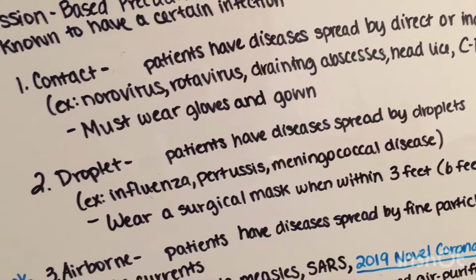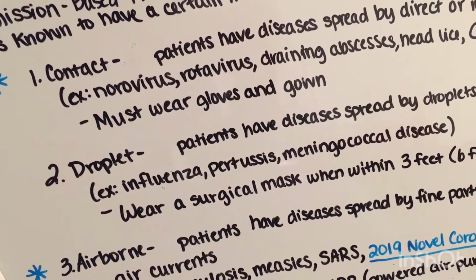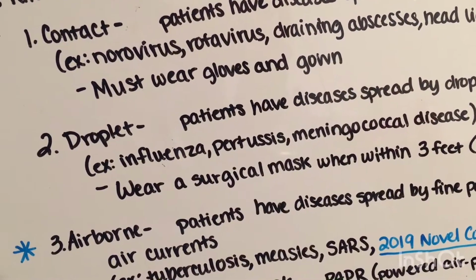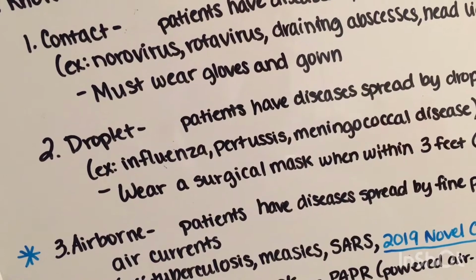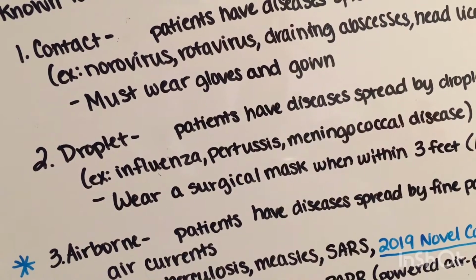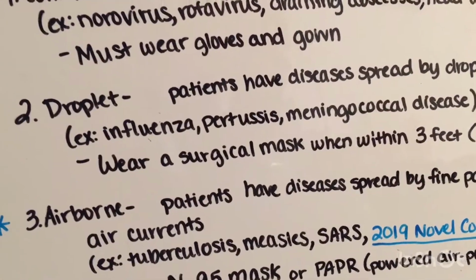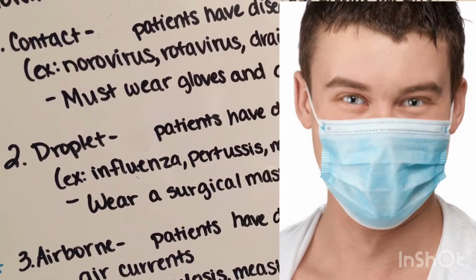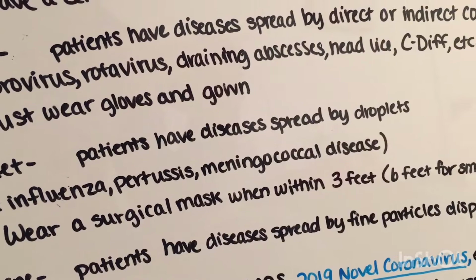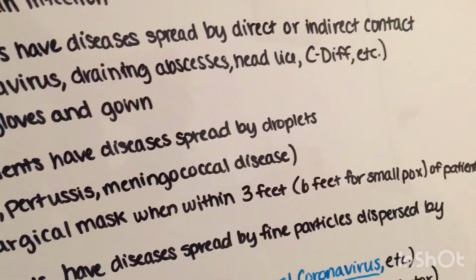The next is droplet, and this is when patients have a disease that is spread by droplets of saliva or mucus when the patient coughs or sneezes or even talks. Examples of this kind of disease are influenza, pertussis, meningococcal disease. I don't know if I said that correctly. And what you have to do is wear a surgical mask when you come within 3 feet of the patient, or if the patient has smallpox, if you come within 6 feet.